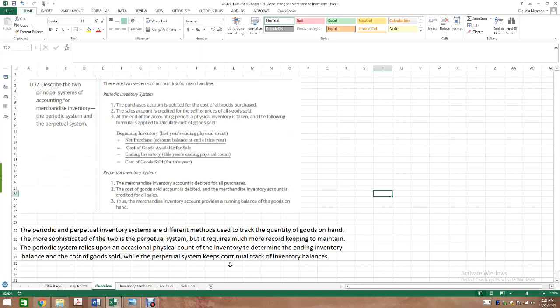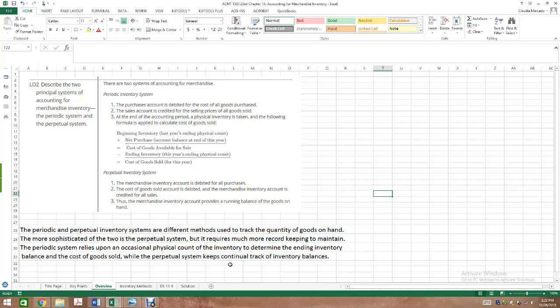In this particular chapter, another component that's highlighted is the difference between our two types of accounting for our merchandise inventory. So we have two main ways of doing it. Our second learning objective is to describe the two principal systems for accounting for merchandise inventory, and we have the periodic system and the perpetual system. I've done inventory in the past, and everywhere that I've worked, we've used the perpetual inventory system. But it just depends on where you work.